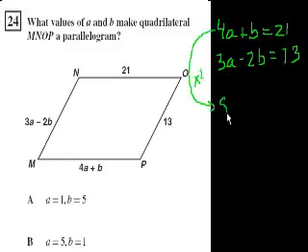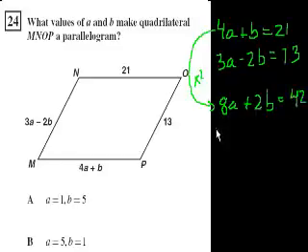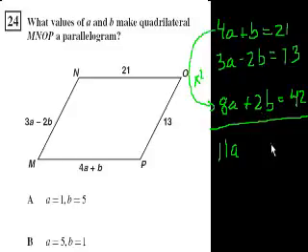So you get 8a plus 2b is equal to 42. And I did that so that the 2b and the minus 2b cancel out. So let's add these two equations to each other. The left-hand side, 3a plus 8a is 11a. The b's cancel out. Minus 2b plus 2b, that's no b's, is equal to 42 plus 13 is 55. That worked out well. Divide both sides by 11. You get a is equal to 5.